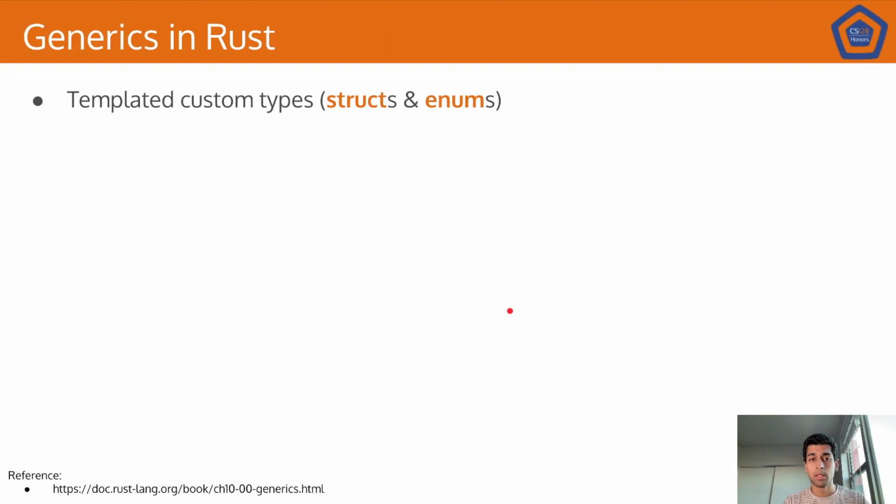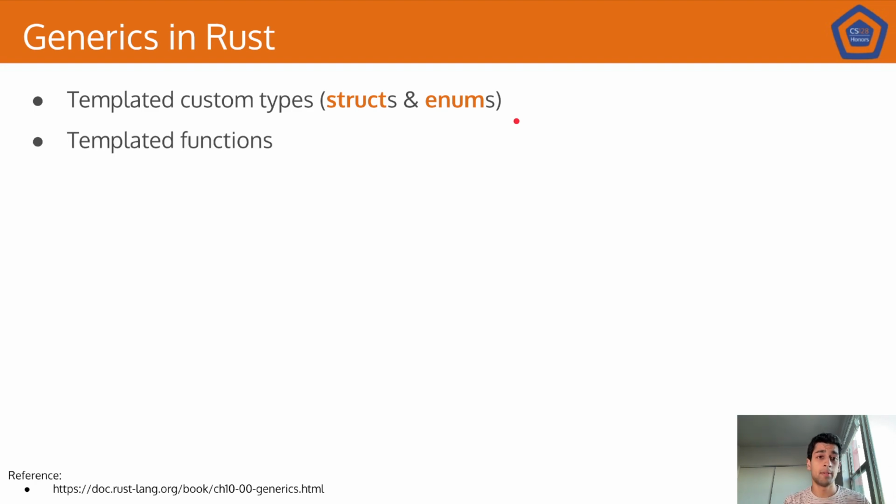Okay, so how do we define generics in Rust? Well, generics are essentially templated custom types. So you'll define a generic using a struct or an enum. Structs like a vector, or enums like an Option.